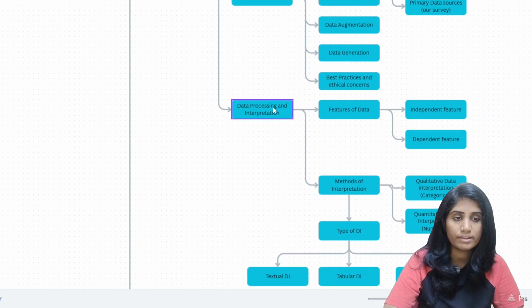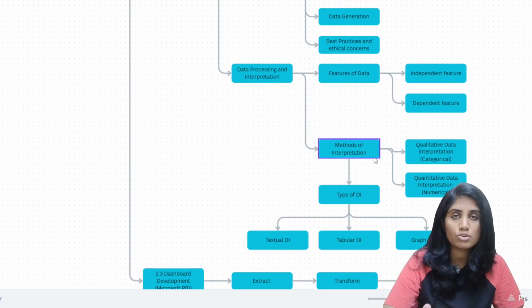Once we acquire the data, how are we going to process it? Okay, so for understanding that, we need to know what the features of data are. We have different types like dependent feature and independent feature. Yes, we are going to see that in the upcoming videos. And next, methods of interpretation.